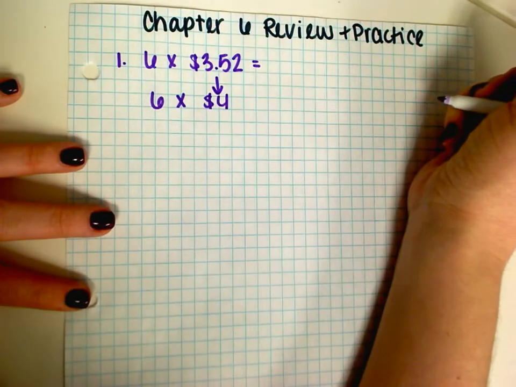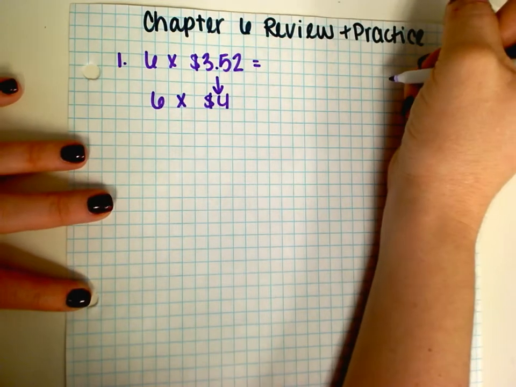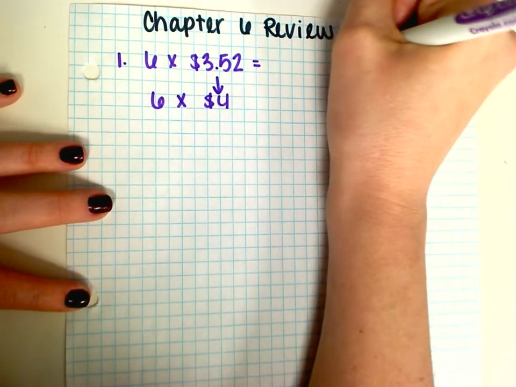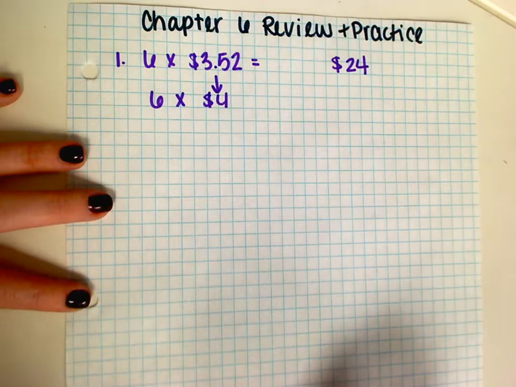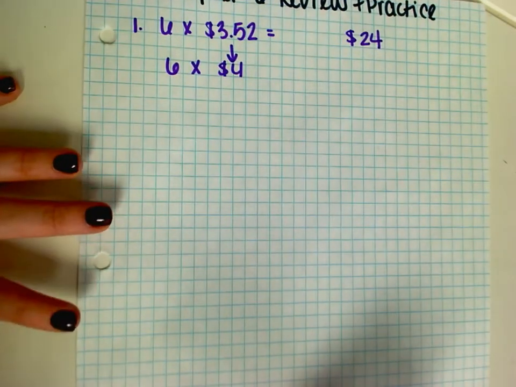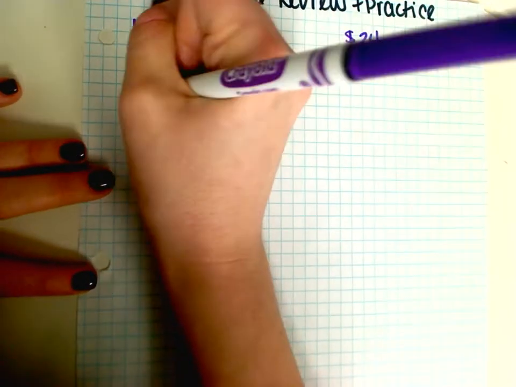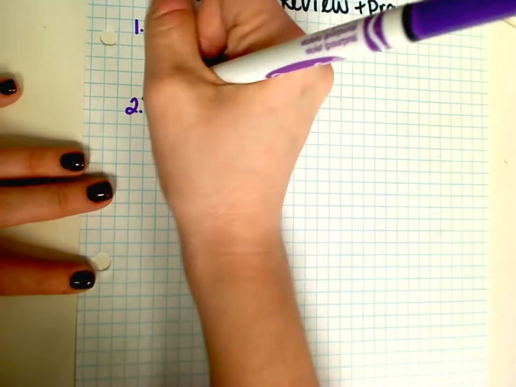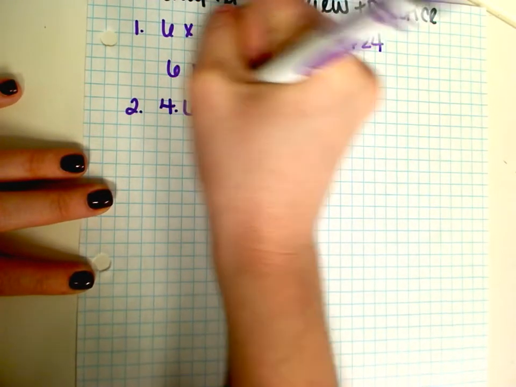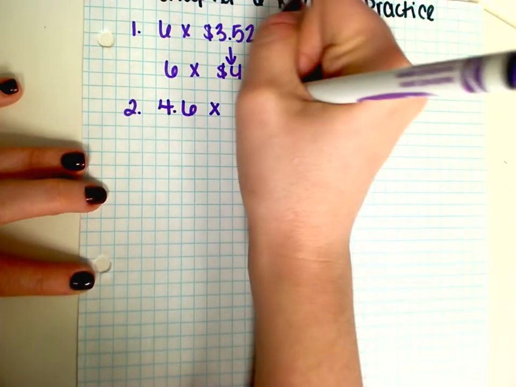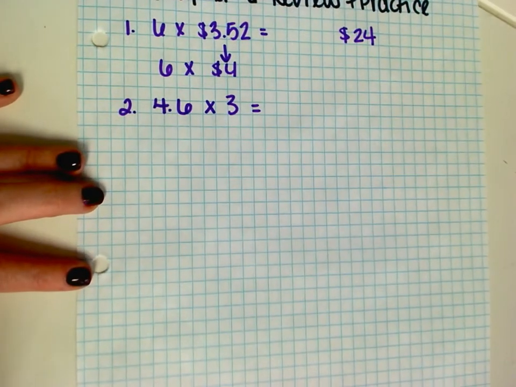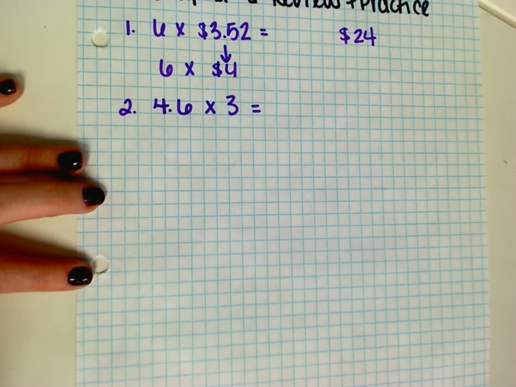And 6 times $4 is what? Gabby? $24. Very good. Okay, next one. Same thing, we're estimating. We're not talking about money though. 4 6/10 times 3.